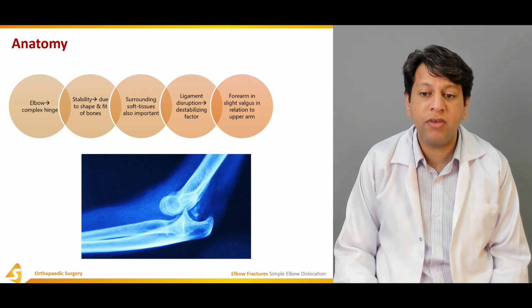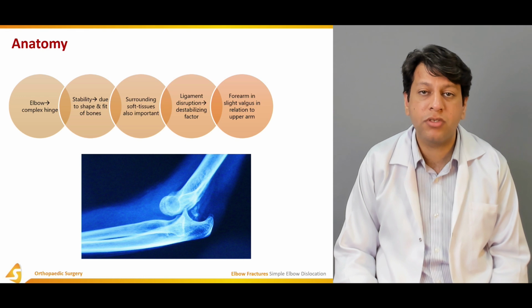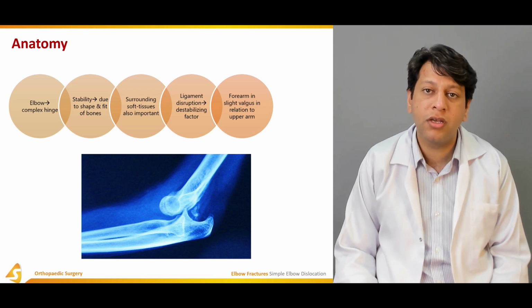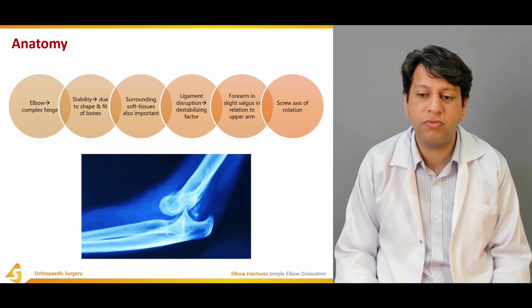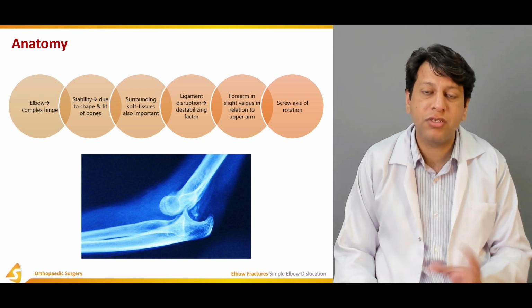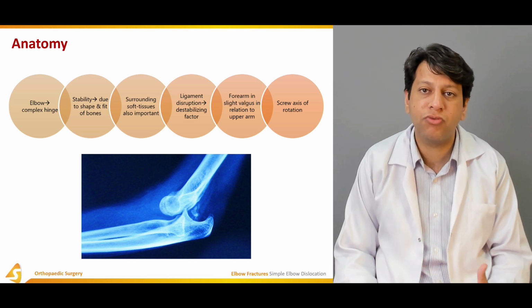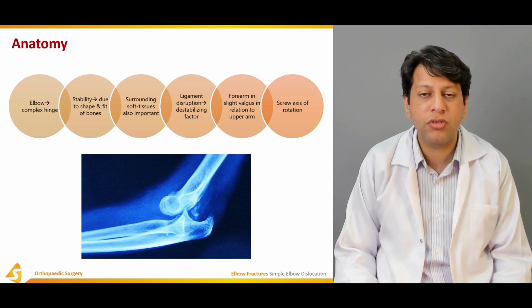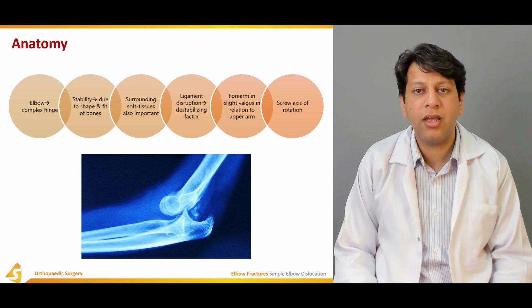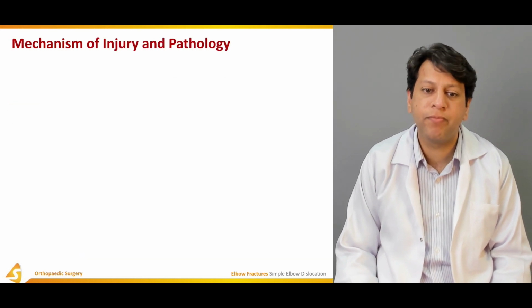The forearm is usually in slight valgus in relation to the upper arm, which is important because of the carrying angle, also called the Bowman angle, which needs to be looked out for. The screw is on the axis of rotation, which means when we are fixing these fractures, or especially when we are fixing the elbow dislocation, we need to look at the axis of rotation as well.